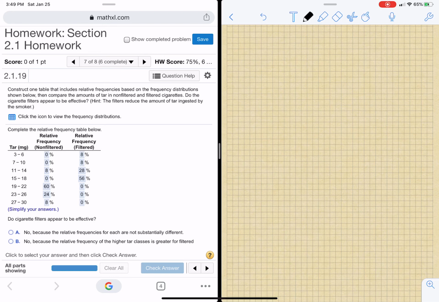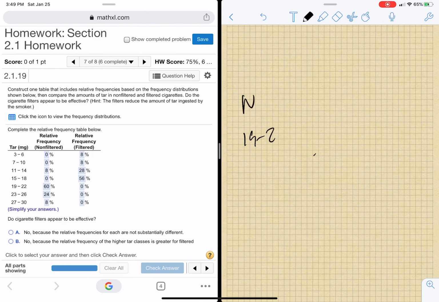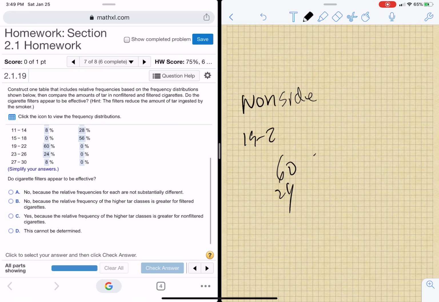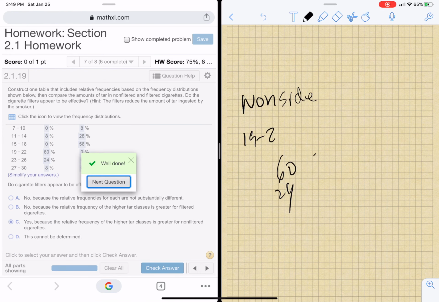because it's filtered. So this would definitely be a yes, because look at the 19, I'm looking on the non-filtered side. There's like a 60% on a 19 to 22 versus 24%. So the non-filtered had a bunch more tar, but the filtered were more small, lower tars. Okay, because the relative frequency of the higher tar is greater for the non-filtered. That's true. Okay.